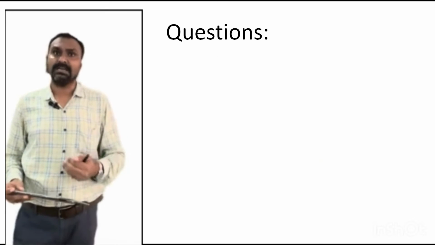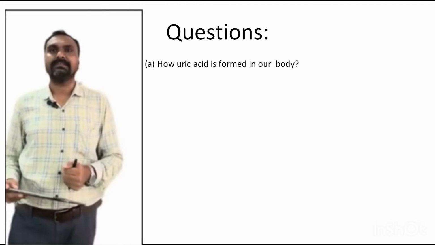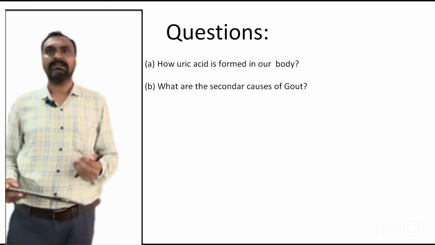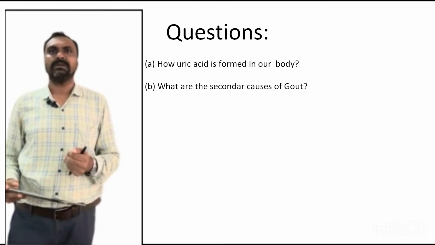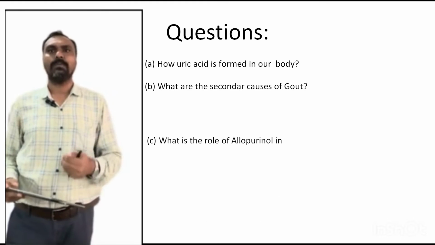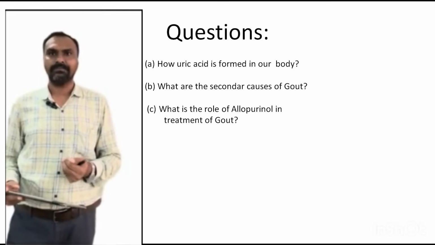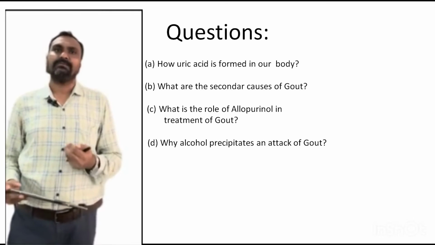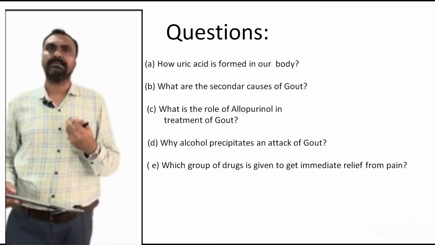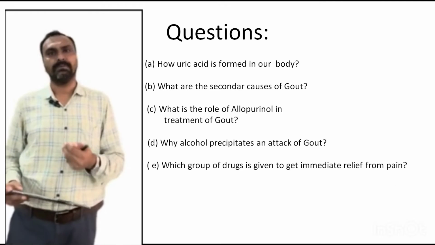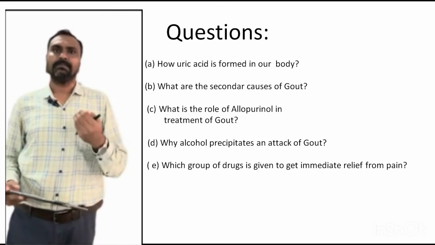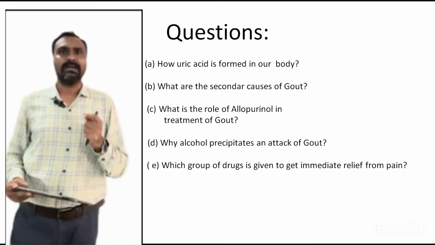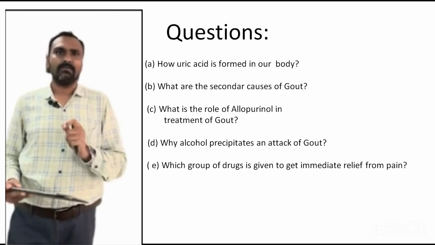So what are the questions that can be asked in your exam? First question is how uric acid is formed in our body. Second question, what are the secondary causes of gout? Third question, what is the role of allopurinol in treatment of gout? Fourth question, why alcohol precipitates the attack of gout? Fifth question, which group of drug is given to get immediate relief from the pain? And name some uricosuric drugs. So we will see all these questions and what exactly you have to write in your exam for these questions.